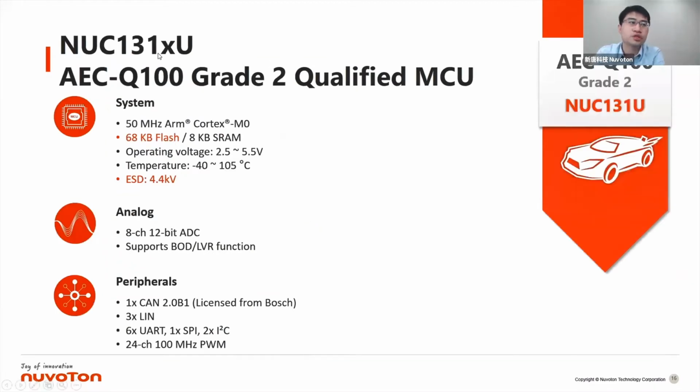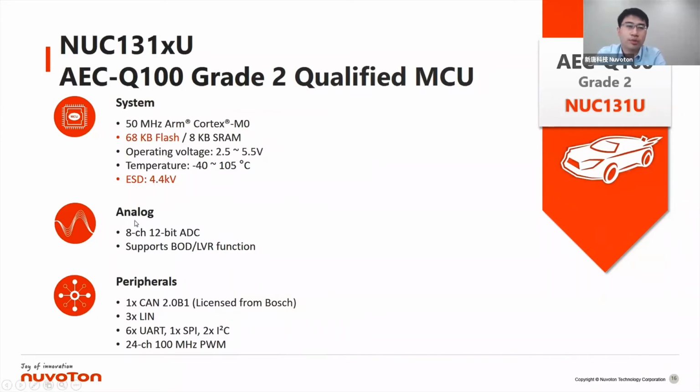The NUC131U just passed the AEC-Q100 last year, and the system provides up to 50 megahertz on a Cortex M0 core. So it is very suitable if you need a CAN communication interface. You can store your protocol in our NUC131U. It provides up to 68 kilobytes of flash and 8 kilobytes of SRAM. The operating voltage is from 2.5 to 5.5 volts, so it could be used in 3.3 volt and 5 volt systems. The temperature is up to 105 and the ESD is up to 4.4 kilovolts. I think it is a very, very strong microcontroller.